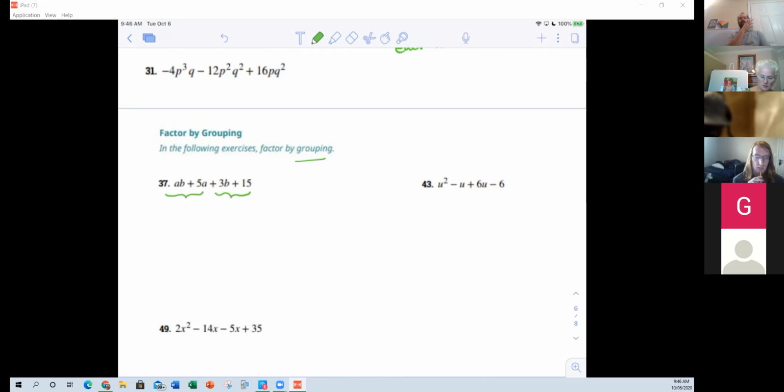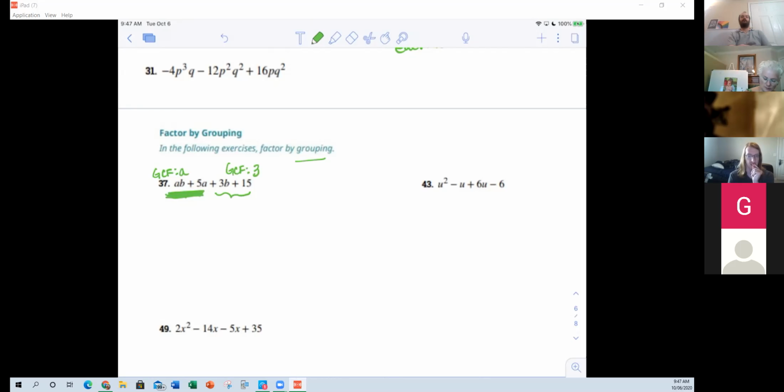Okay, so here for the first 2 terms, AB and 5A, what do they both have in common? What's the GCF for the first 2 terms? A. A 1 and what else? Let's scratch that. Sorry. We're looking at these 2. That one has an A, and what about this one? That's going to be a 3.